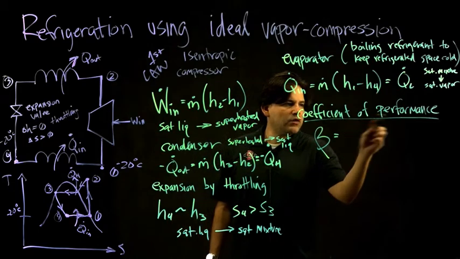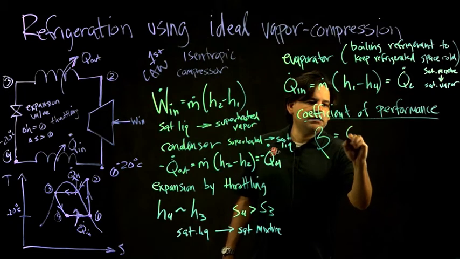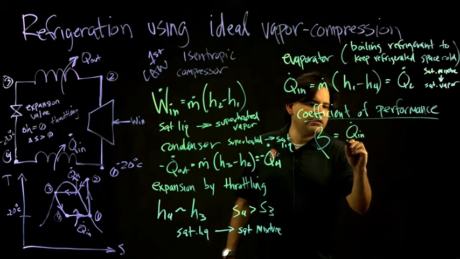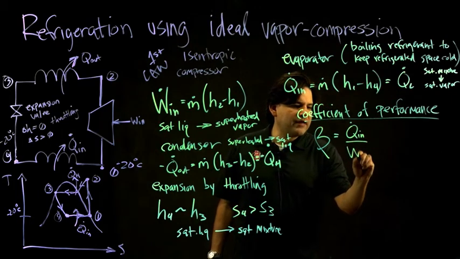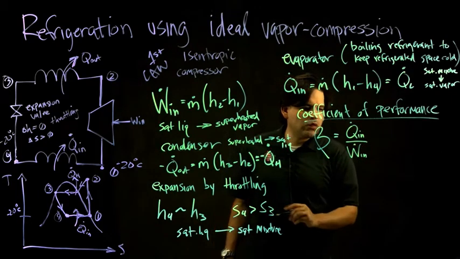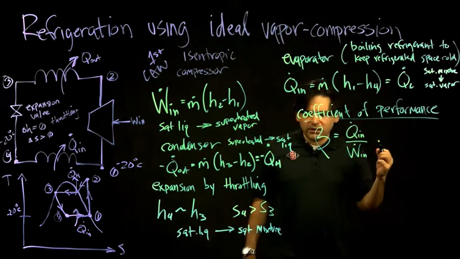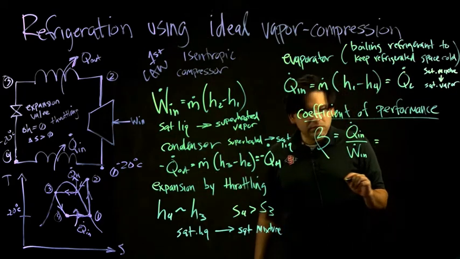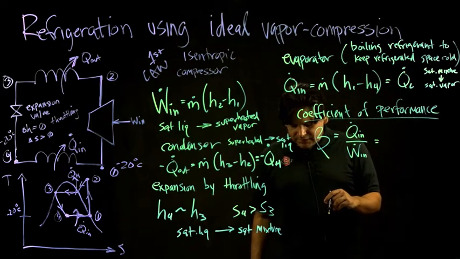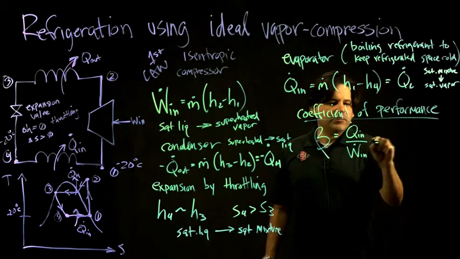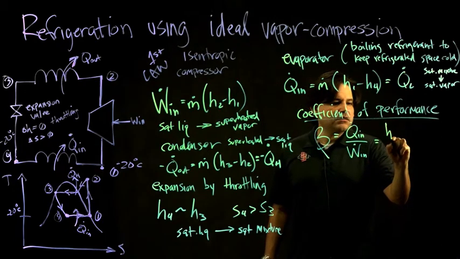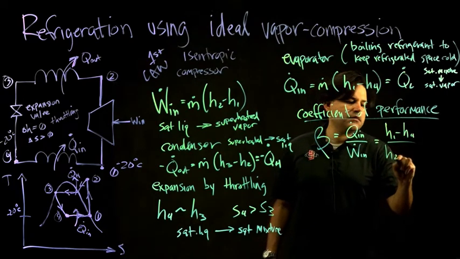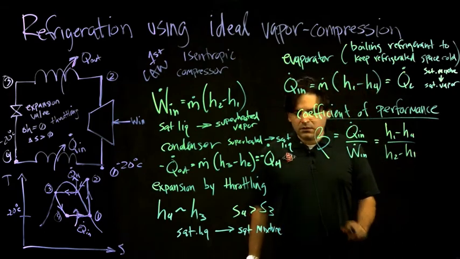So beta, the coefficient of performance, is what we want, which is some Q in at low temperature versus what we have to pay. In this case, it's just the work in at the compression stage. The net work in, which is only one stage, there's only one mechanical work process in this. So that's what we have to pay. We have to put work in to keep this cycle going. And if we express this in terms of enthalpies, that's what we will get.